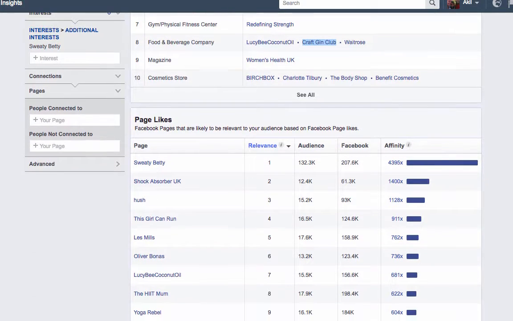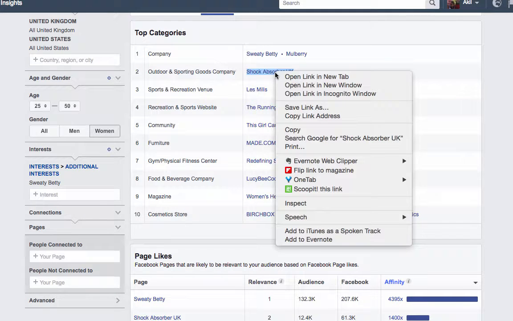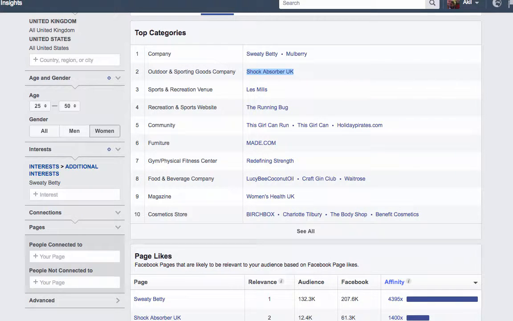Which is pretty weird. You can see here Sweaty Betty. You can do it in Affinity. You can see the Sweaty Betty's top. Shock Absorber UK. Not too sure what that is. Maybe it's a brand or sneakers. So I'm just gonna look and see.